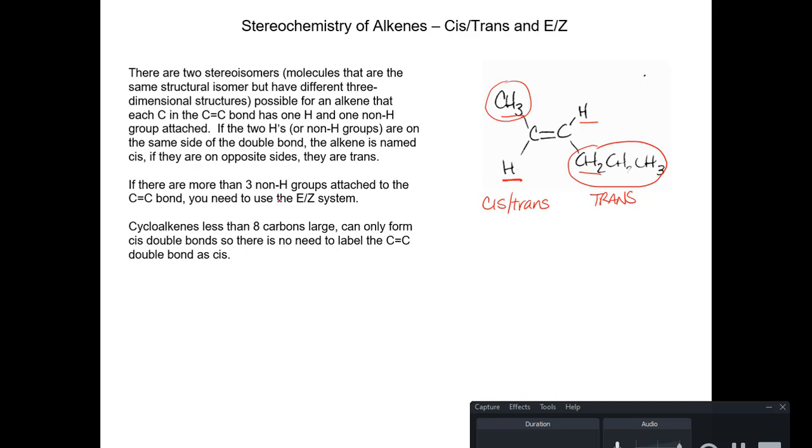If there are three non-hydrogen groups attached to the carbon-carbon double bond, then we need to use the EZ system. And typically for double bonds in rings of less than 8 carbons, you can only form cis double bonds, so there's no need to label carbon-carbon double bonds in a ring of fewer than 8 members as cis or trans, because they're all going to be cis.